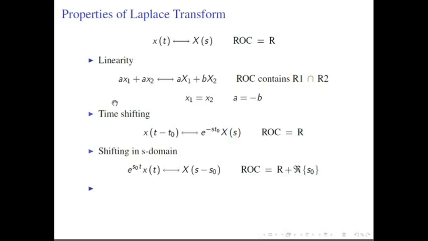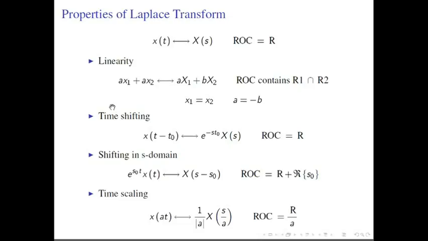The next property is shifting in the s domain, which means that I am having the Laplace transform as X of s minus s naught. So when will this type of situation happen? When we multiply our input signal x of t with e to the power s naught t. Then the Laplace transform gets shifted in the s domain, and in this case the ROC will be R plus Re of s naught.